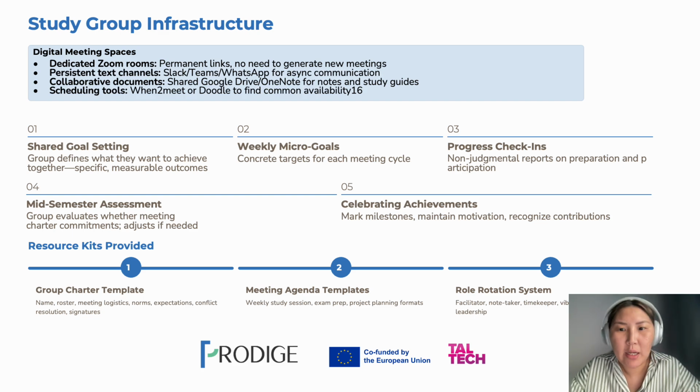Groups also need some accountability structures. For example, start with shared goal setting. So the group defines what they want to achieve together with specific, measurable outcomes. Then they have weekly micro goals with concrete targets for each meeting cycle. Progress check-ins where members give non-judgmental reports on their preparation and participation. Mid-semester assessments where the group evaluates whether they are meeting charter commitments, and adjusts if needed. And last, celebrating the achievements, so marking the milestones, maintaining the motivation, and recognizing their contributions.